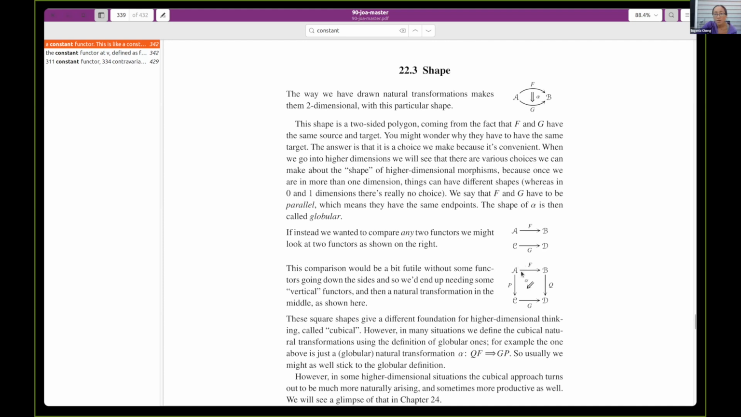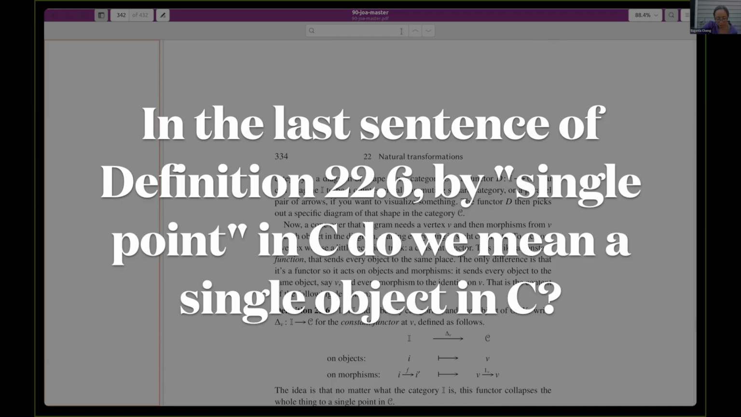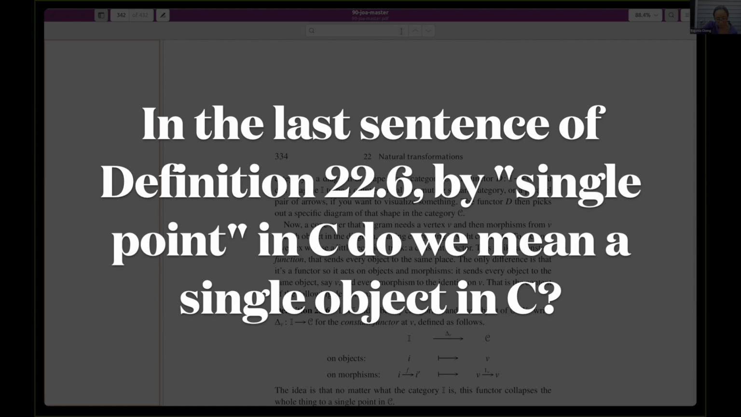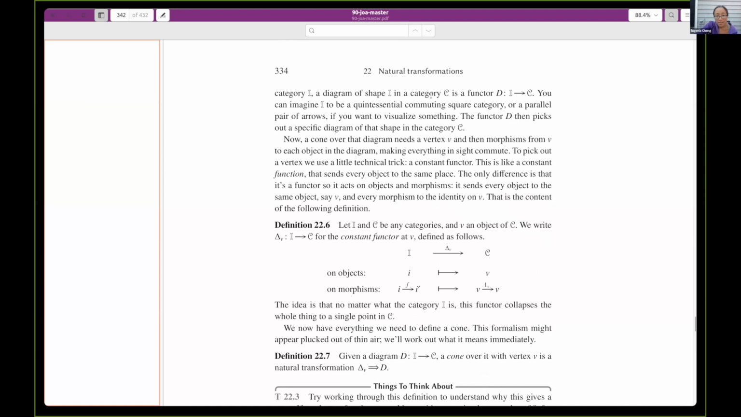So this is why I put this here. This one is not globular. This one is globular. Why is it called globular rather than globy? Globy sounds silly. Globar doesn't make any sense, so it has turned out to be called globular. Page 334, in the last sentence of definition 22.6, the idea is that this functor collapses the whole thing to a single point. Yes, that's an object.